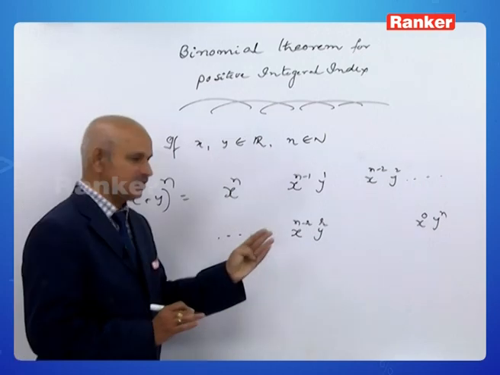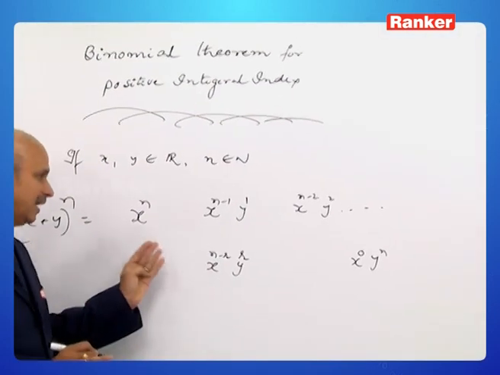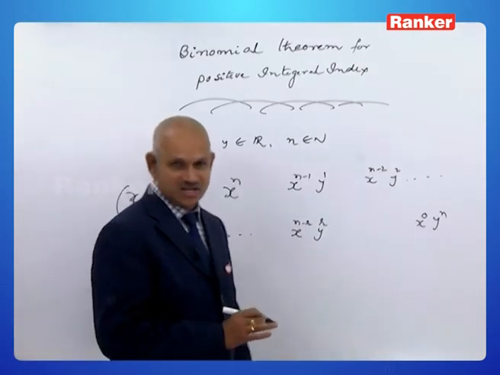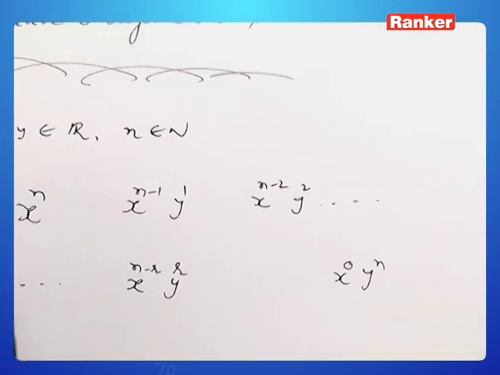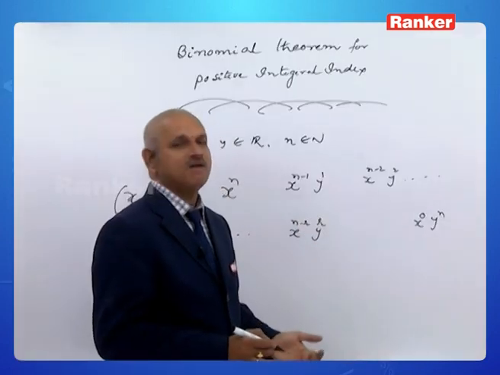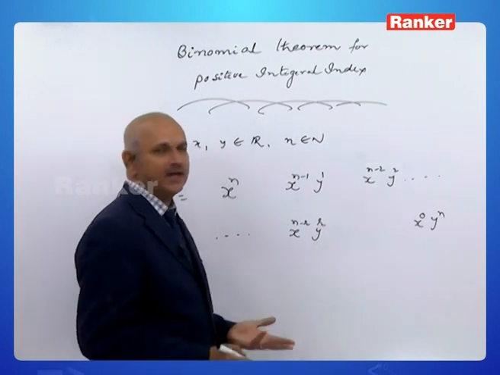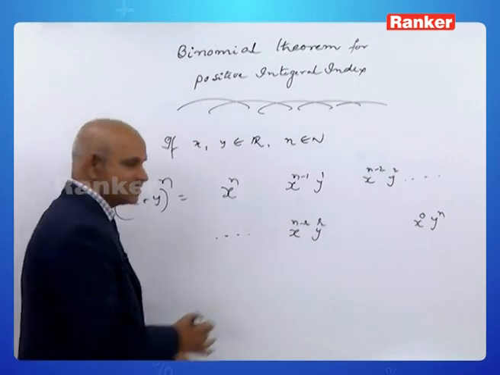You observe the nature: powers of x are continuously decreasing and the powers of y are continuously increasing. And at any stage, the sum of the exponents of x and y is n. You can observe it: n, n, n. The sum of the exponents of x and y in every term is n. Okay, how many such terms are there?